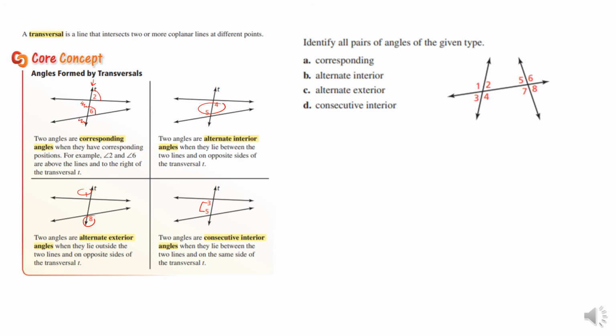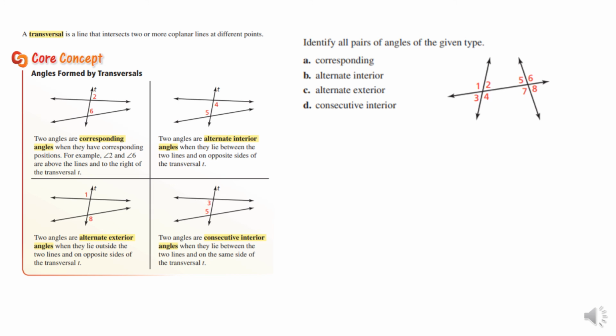So if we were looking for corresponding angles, we could say 1 corresponds to 5, 3 corresponds to 7, 2 corresponds to 6, and 4 corresponds to 8. So you can see there's 4 different sets of corresponding angles.